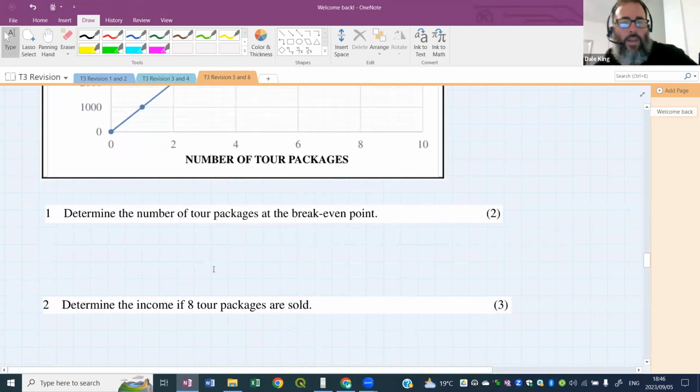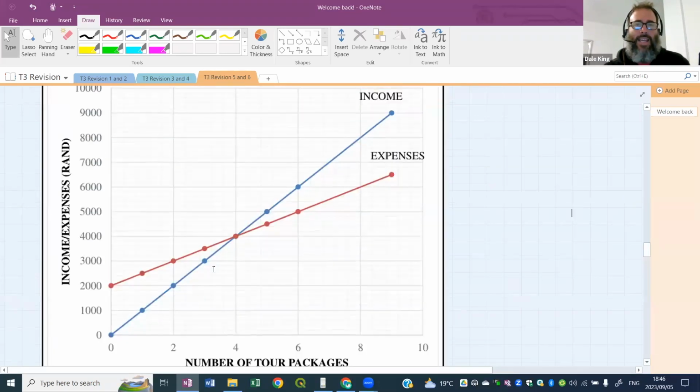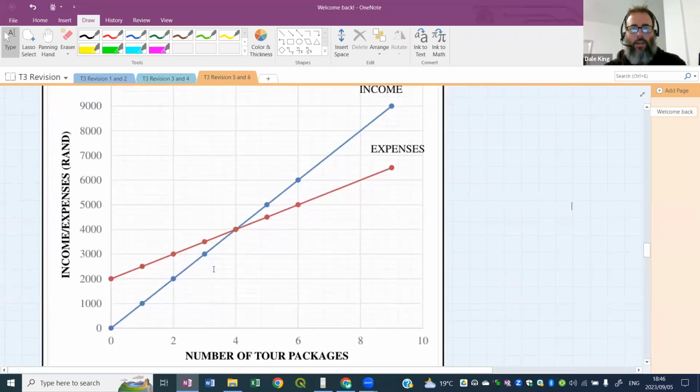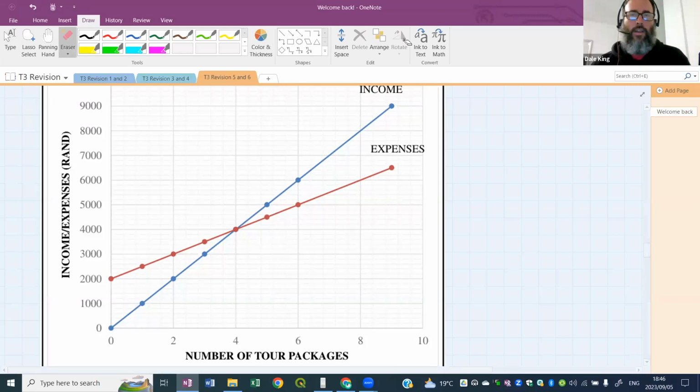Determine the income if 8 tour packages are sold. Determine income if 8 are sold. Anybody want to help me with that one? What is the income if 8 packages are sold? Got to use the graph here, hey?